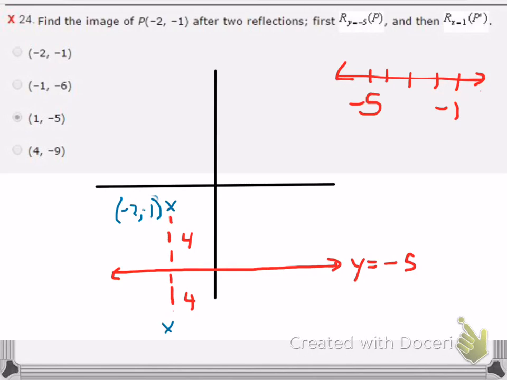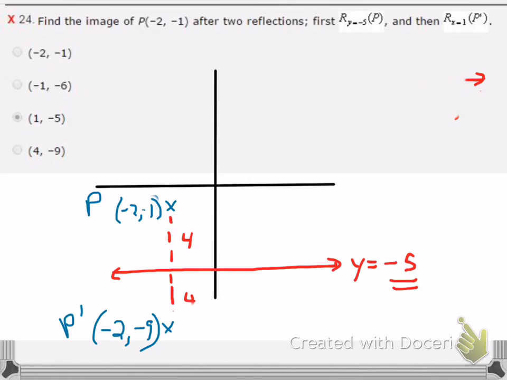And that's going to take my y value 4 below -5, which is going to reflect the point down to -2, -9. 4 below -5 is -9. Okay, so that's the first reflection. So this point P is now P prime. We always want to label our reflections or transformations differently.